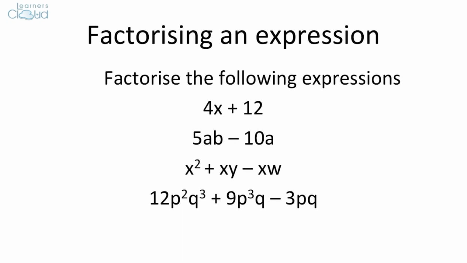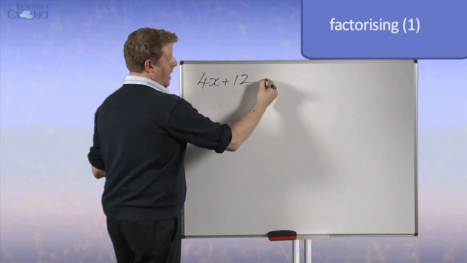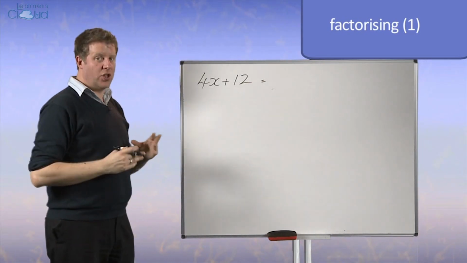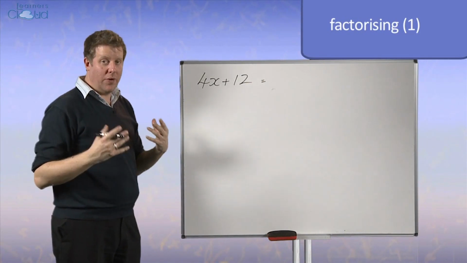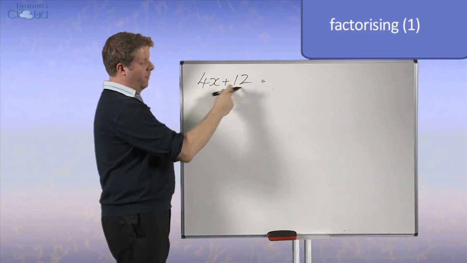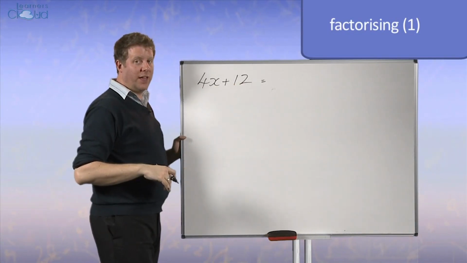Now factorising always tends to prove slightly more problematic than multiplying out brackets, so we're going to go through these examples together on the board. First off, let's look at 4x plus 12. Now, in terms of the highest common numerical factor of 4 and 12, well, the highest common factor would be 4.